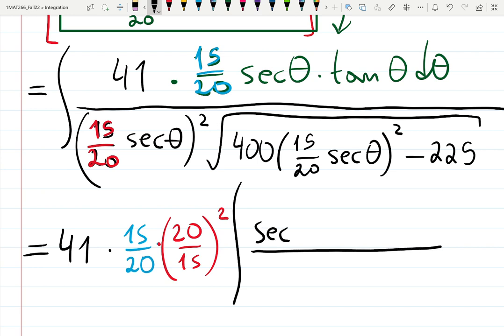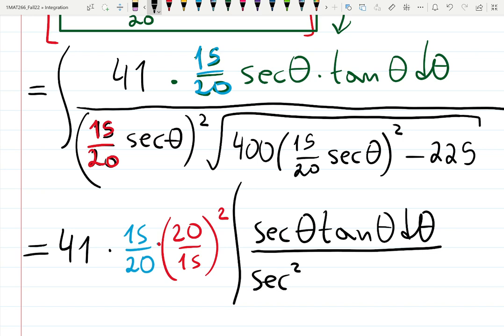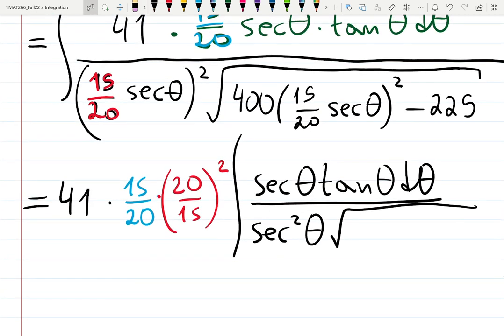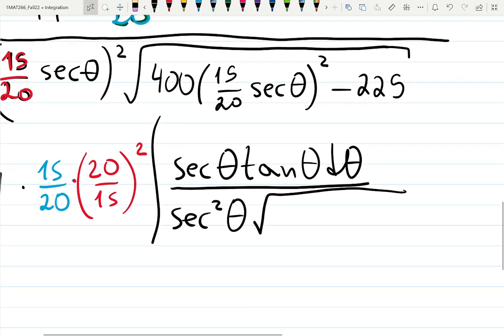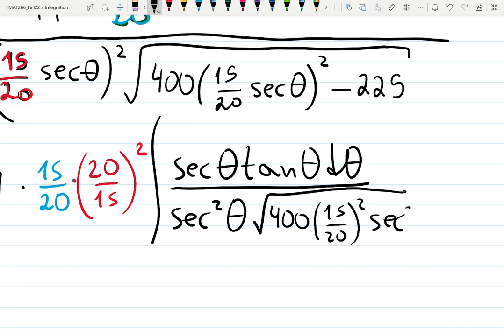Now I have secant theta, tangent theta d theta. That's the numerator, the top of the fraction. I have secant squared theta, and then a huge square root. And I will have 15 over 20 squared, secant squared minus 225 in the square root. I just copied it. I did not change anything.